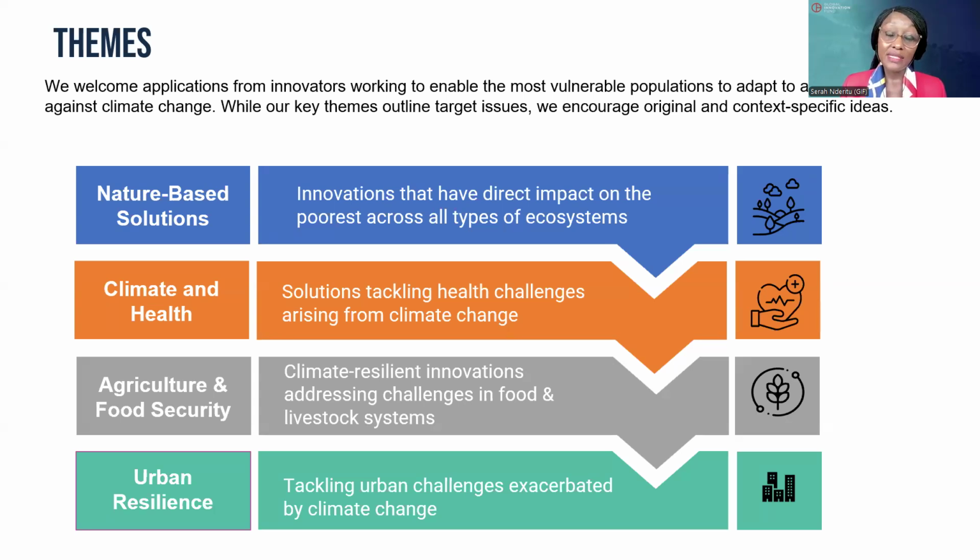Less than 2% is supporting nature-based solutions for adaptation. So we are very keen to start supporting, develop some evidence out of the space and also fund some innovations. For this call, we are keen on innovations that have a direct impact on the poorest across all types of ecosystems. Some great examples that we are starting to currently see are mangrove restoration to protect coastal communities from storm surges, or others on reforesting degraded land to improve water quality or reduce soil erosion.